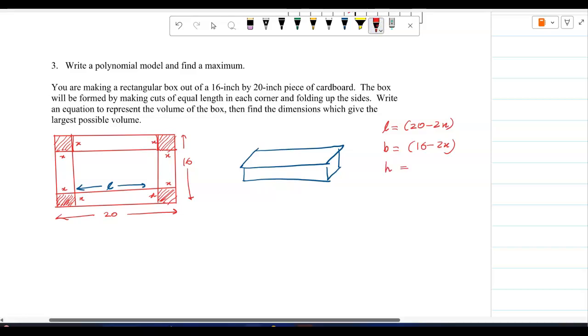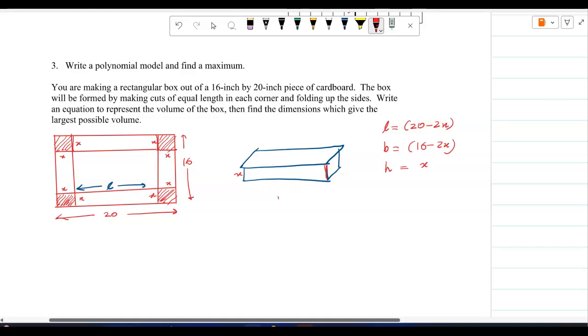The height would be x. You're folding this, no? This will just fold up. Which height? The height of the box. Height of the inside with the cutting of the edges. So x. You're just folding it up. Correct? Yeah.